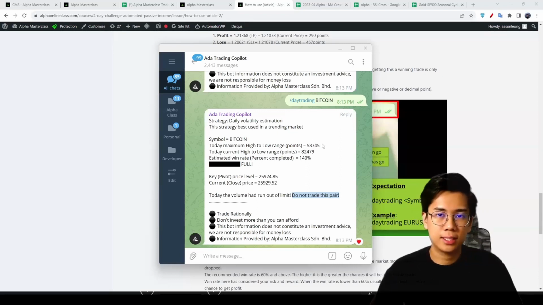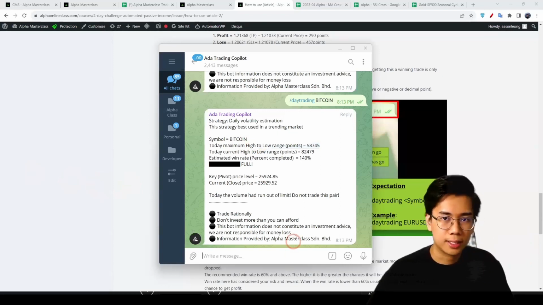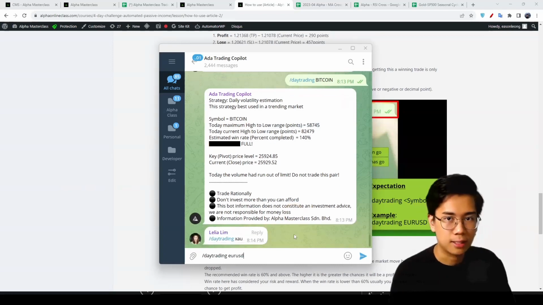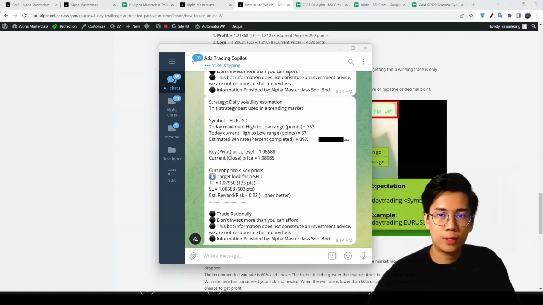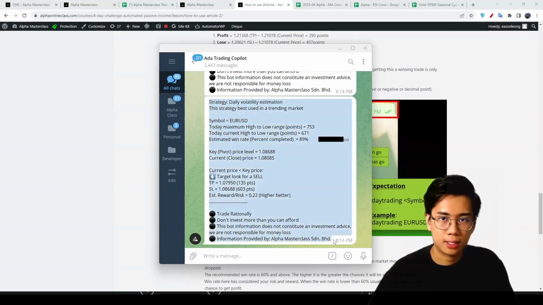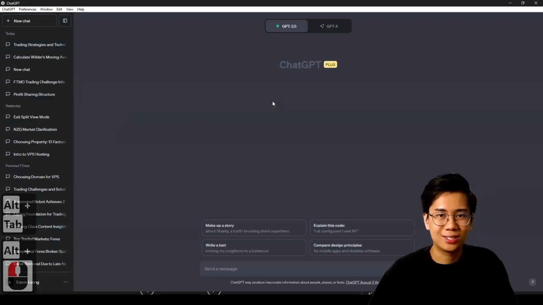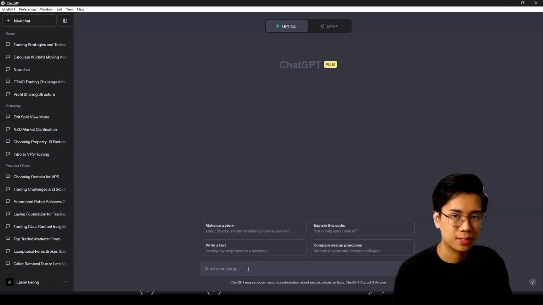Other than that, I take another market, I will have a better example. Euro USD. So I do this /day trading Euro USD. Okay, so what you guys can do right now is, this is Euro USD, right? I take this one. You cannot understand, right? Go to ChatGPT there. I believe all of you guys should know what ChatGPT is right now. If you don't know, this is an AI bot that will be a personal assistant. So you just put it there.